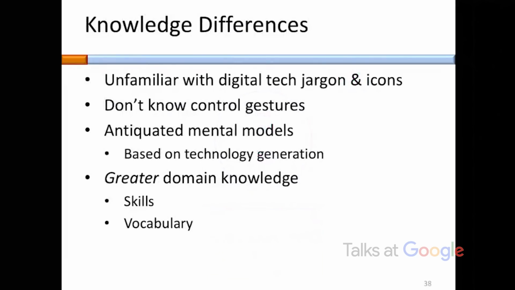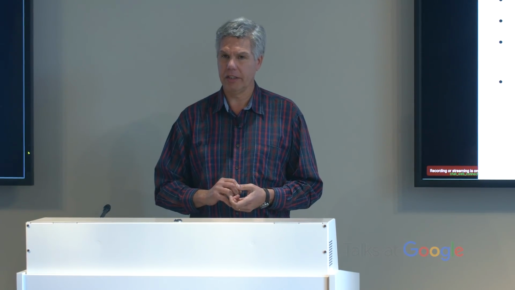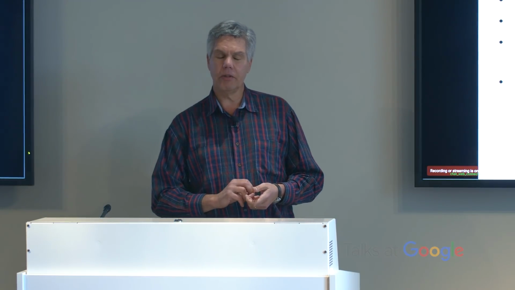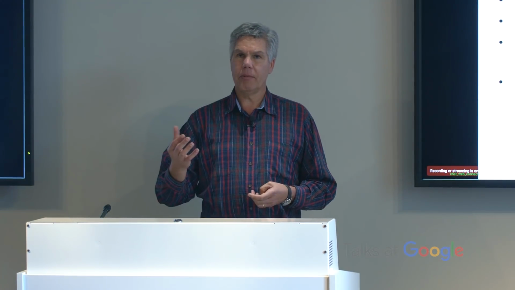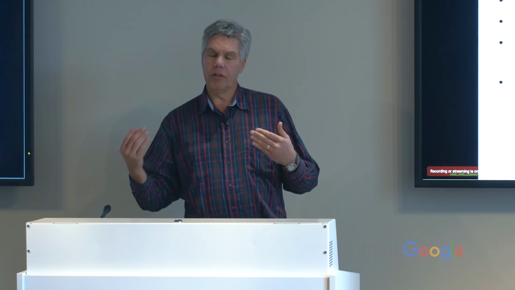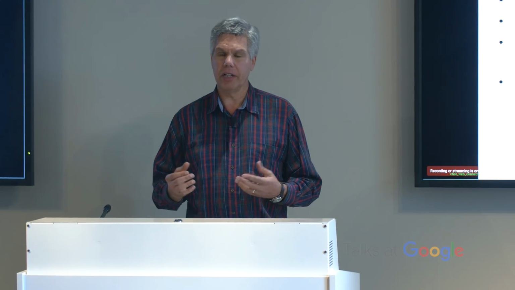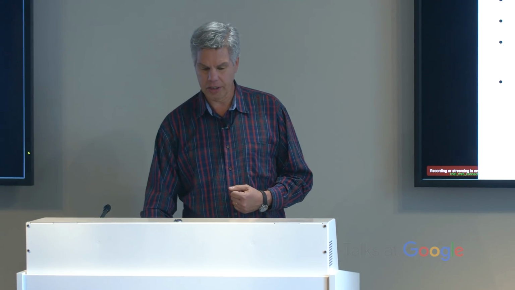And then there are knowledge differences like these. Older adults are unfamiliar with digital jargon and icons, and don't know control gestures, but older people have greater domain knowledge. That is, tests have shown that older adults are actually better at doing search tasks when the search tasks are ill-defined. They're not as good as younger people at doing well-defined search tasks. What is the capital of Brazil? Okay, that's a well-defined search task. But an ill-defined search task is find a vacation that you would like. Older adults actually have more domain knowledge and can solve those problems usually faster than young adults.